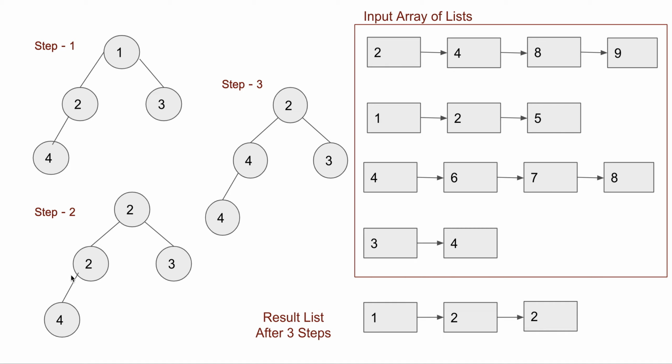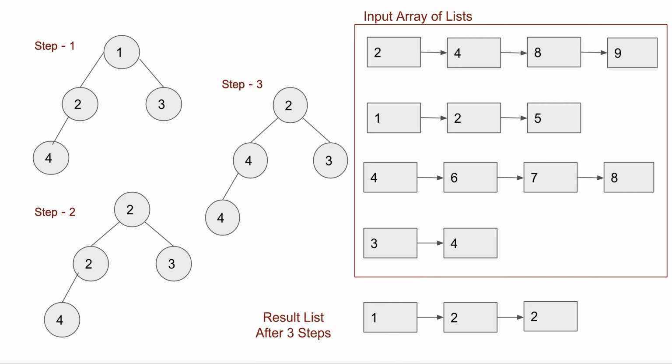So this 2 came from our second list, and it is the next element of our previous minimum. So basically at every step we extract the minimum, and we add its next pointer or its next node to the min heap. And at each step, the minimum element extracted from the heap will be added to our result list.